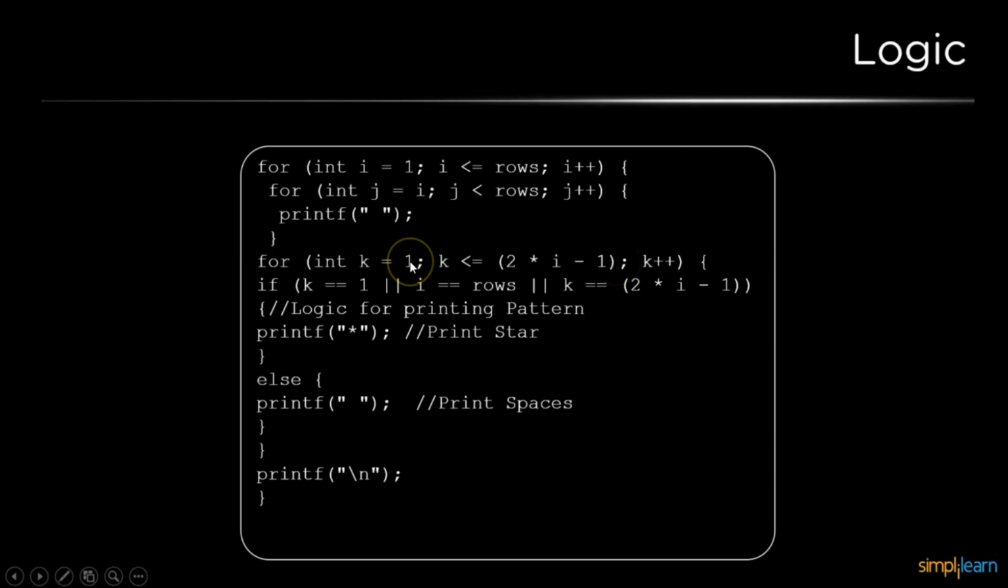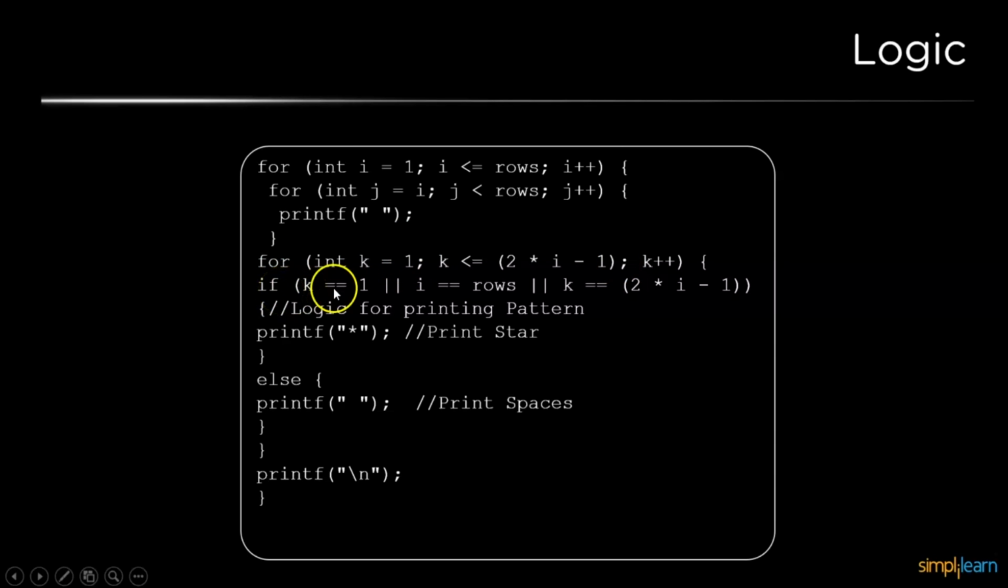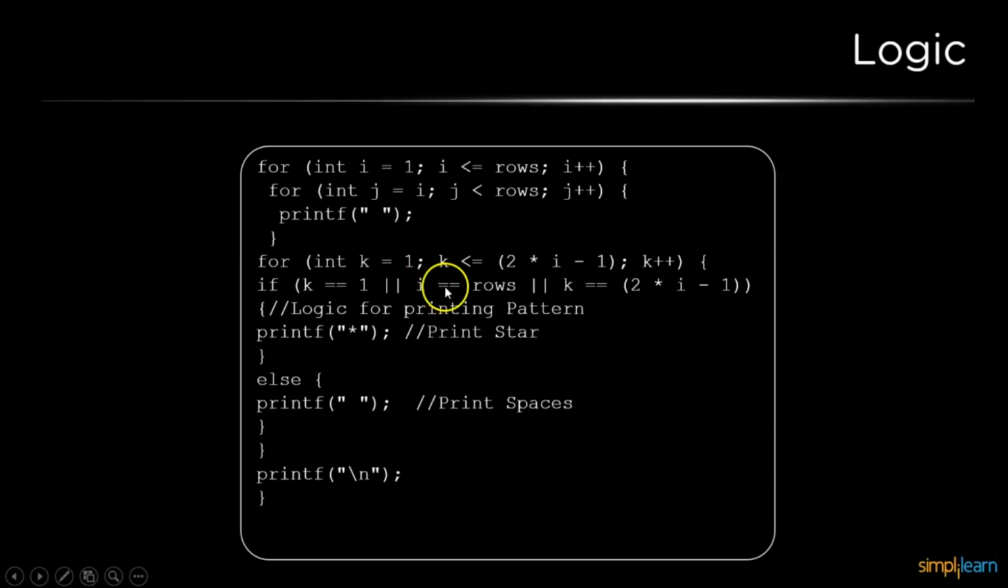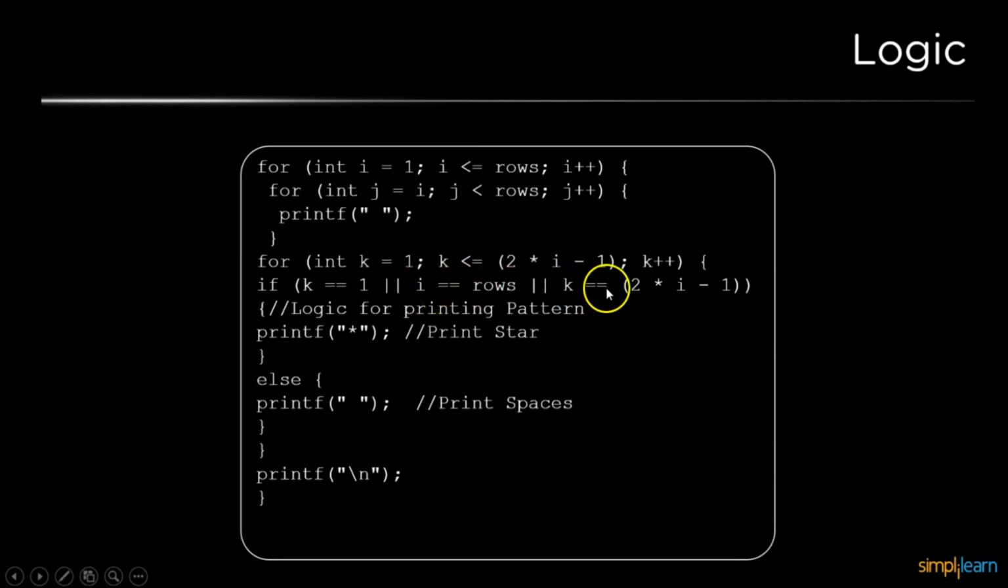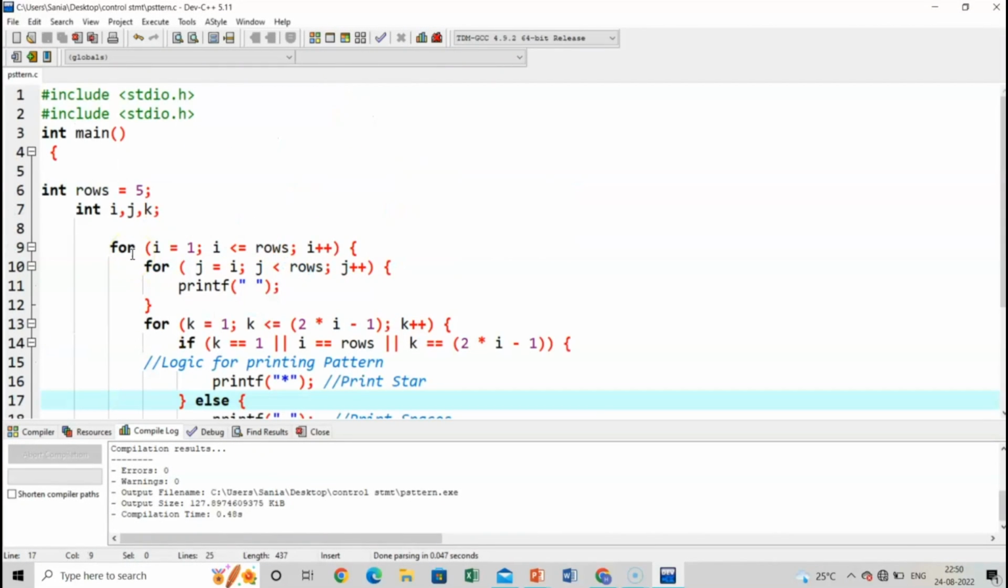Then if this condition is satisfied, it comes to the if else statements where k must be equal to 1 or i is equal to rows or k is equal to 2 into i minus 1. If this is true, then it prints the star, else it will print the space. So wherever it is required to print the star, it prints the star, else it will print the space. If this condition does not satisfy, it comes out and the control transfers to the new line. Then again, it will increment the i value by 1, and this loop will repeat. So here, let's try to execute the program and see the output.